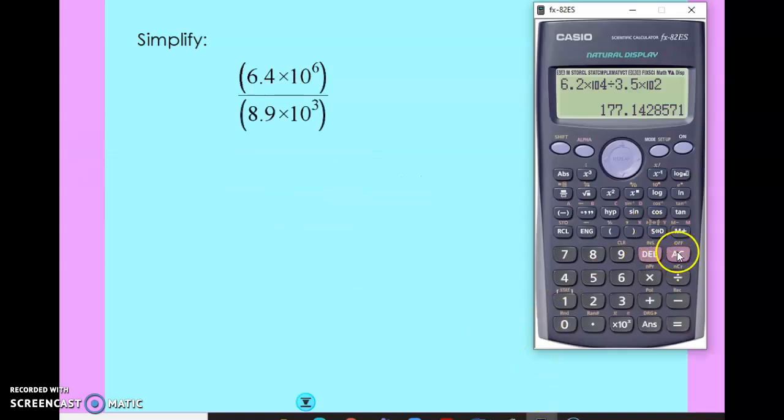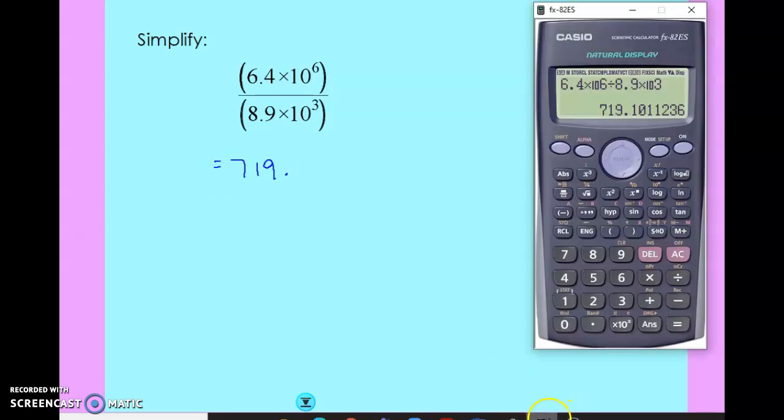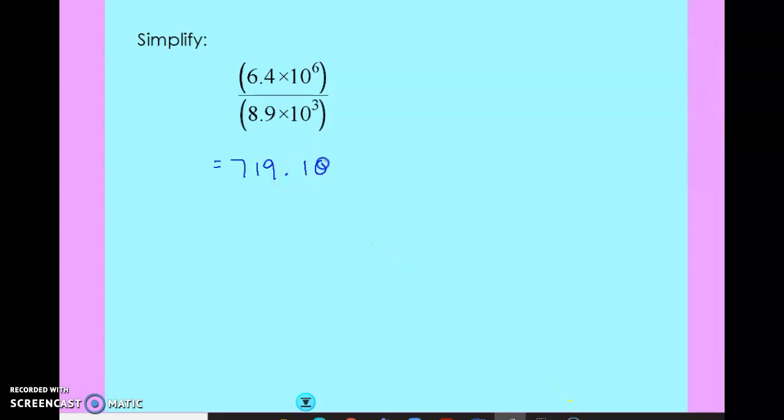For the fraction one, again, fraction just means divide. So we're doing 6.4 times 10 to the power of 6 divided by 8.9 times 10 to the power of 3, which is 719. Seems I can't talk and write at the same time. 719.1011 and so on. To 2 decimal places, then we get 719.10.